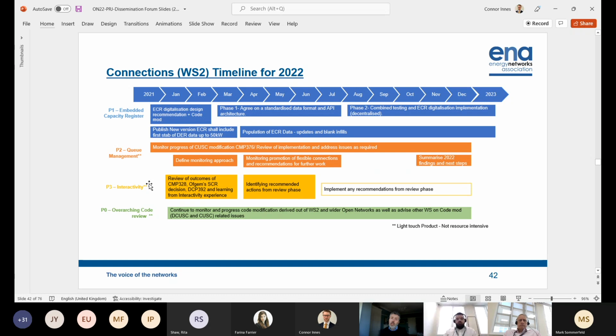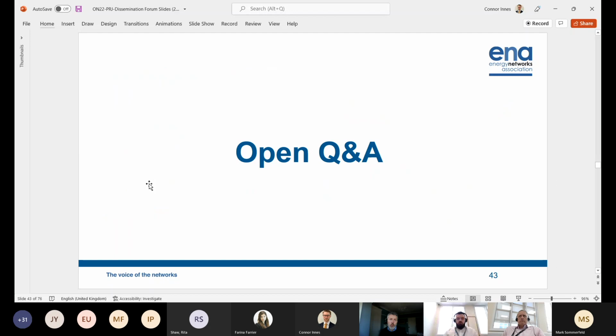So that's there. And the one I just come to at the end, the green one at the bottom, this is this overarching code review. I guess this is our way of tracking some of the code modifications I've talked about and some of the others that are out there, and making sure that we're working out how the implementation is going ahead and how the codes are going to support some of the priorities we've set here to try and make efficient use of grid capacity and indeed getting data out there to help people with accessing the system. So Farina, I'll stop at that point. Quick blast through. Any questions?